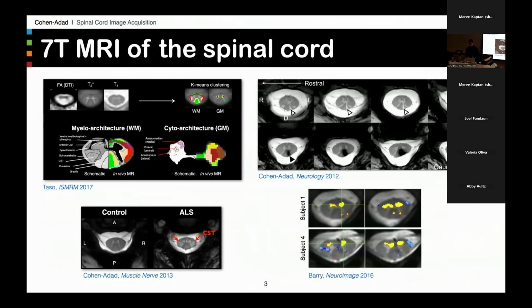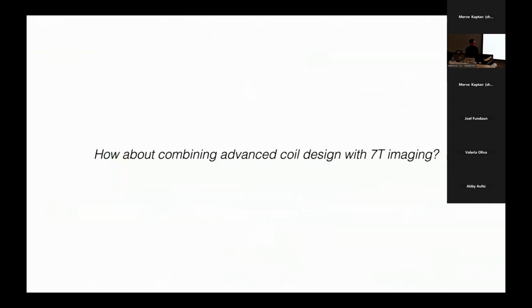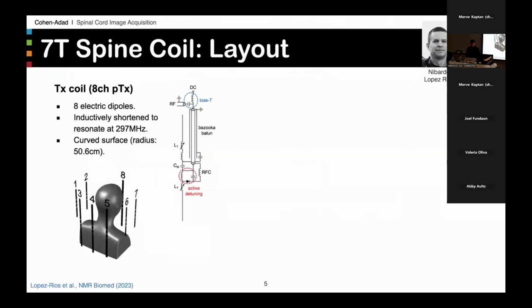And obviously, one of the workhorses of 7T is functional MRI because of the increased sensitivity to the BOLD signal. And Rob Barry, among others, has shown also some applications at 7T. And I'd like to spend maybe a few slides showing all those technologies together, meaning advanced coil designs and 7T imaging. And so we started working on it a couple of years ago. It was a collaboration with the Robarts Institute in London, Ontario.